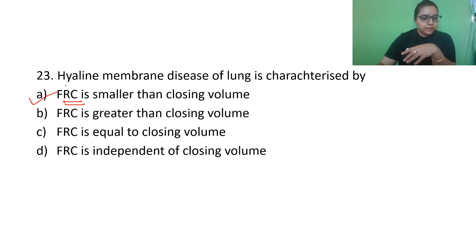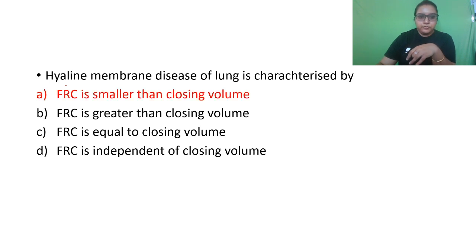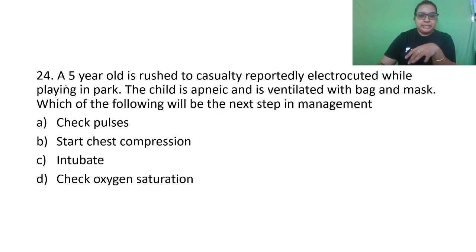So I'm getting a correct answer over here. Most of you are correct. Okay, A is the answer. Functional residual capacity is decreased. A 5-year-old is rushed to the casualty, reportedly electrocuted while playing in a park. The child is apneic and is ventilated with bag and mask. Which of the following is the next step in management? A. Check the pulses, start chest compression, intubate, and check oxygen saturation.